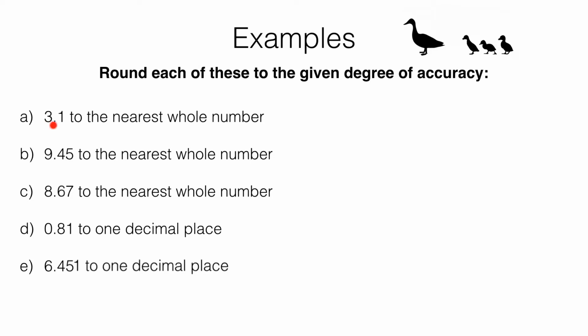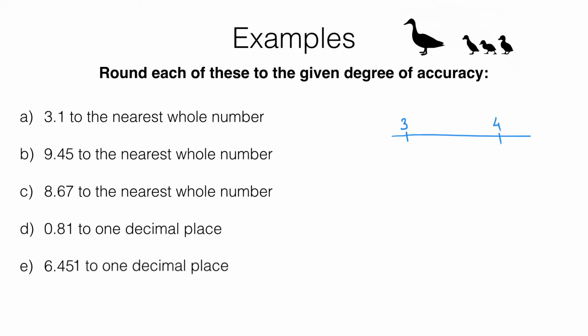We need to round 3.1 to the nearest whole number. Now, 3.1 itself is not a whole number, so all we have to do is find the closest whole number to 3.1. I can see straight away that 3.1 is a little bit more than 3 and it's less than 4. So those are the two whole numbers between which we'll find 3.1. Now, is it closer to 3 or to 4?